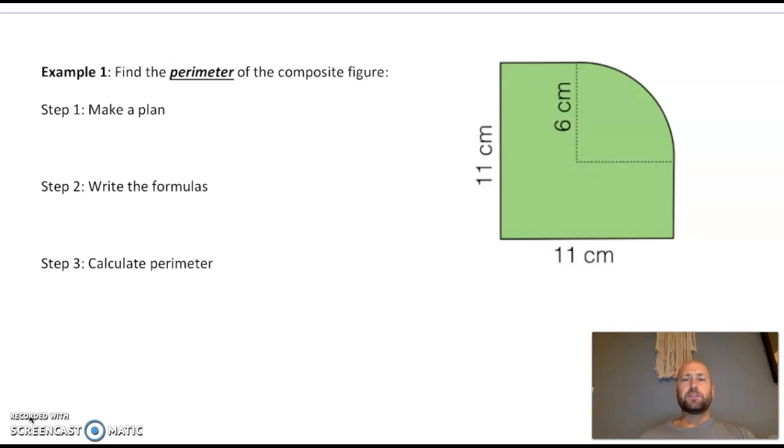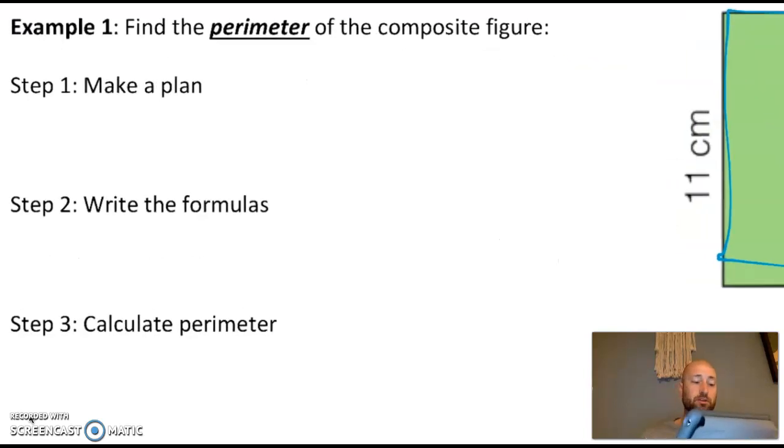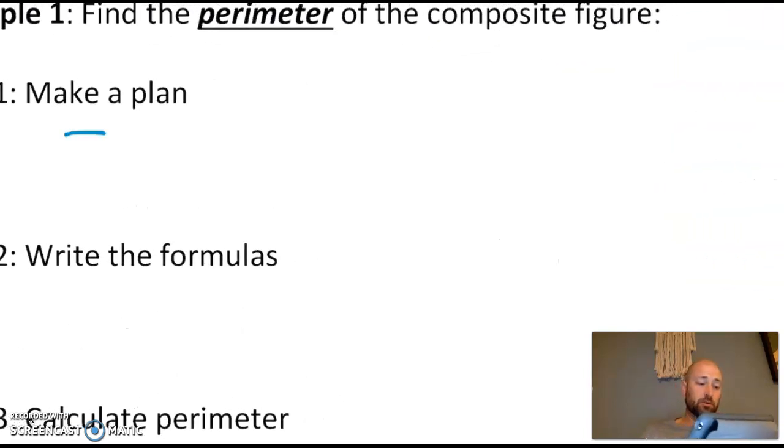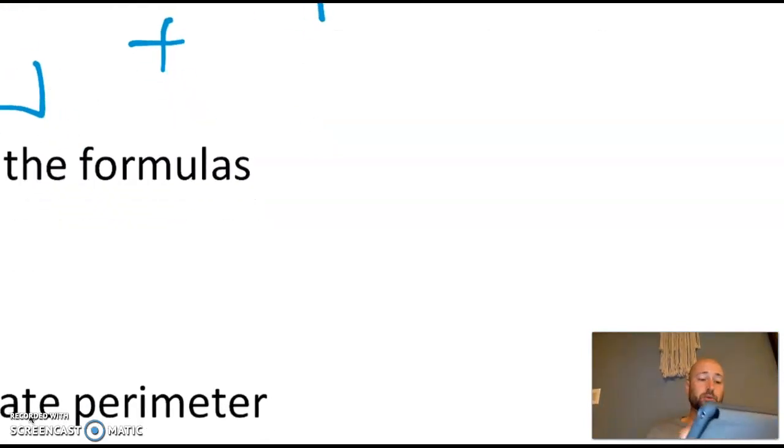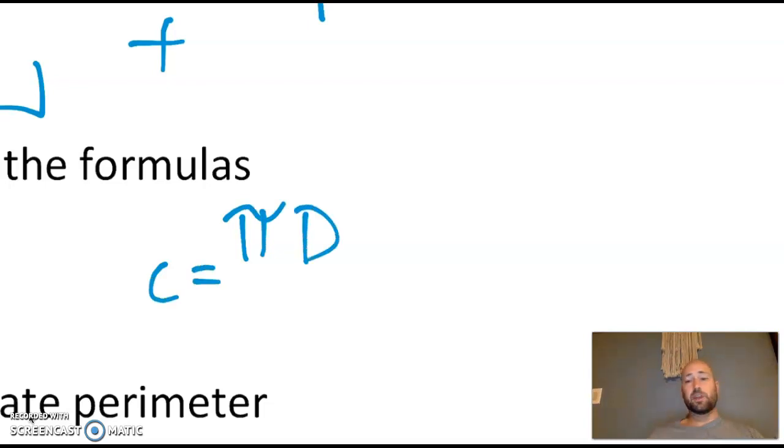What shapes do you see that make up that figure? Well, when I'm dealing with perimeter, I see all 1, 2, 3, 4 sides. So my plan is I'm going to take those 4 sides and add it to my quarter circle. I don't need a formula for the sides, but for the quarter circle I'm using the circumference formula, pi times diameter, and then I'm going to divide by 4, so it's only a quarter of the circle.